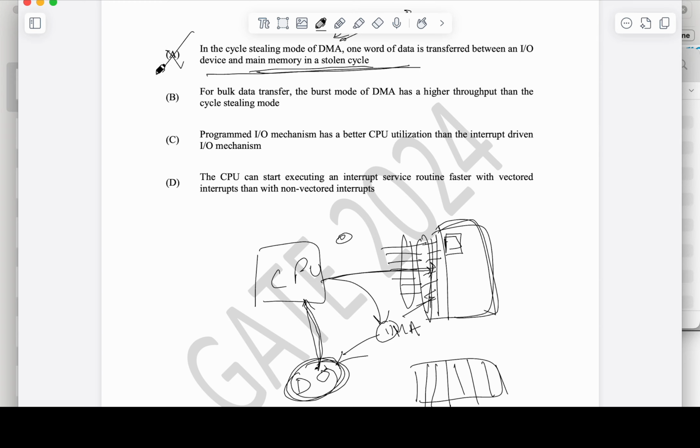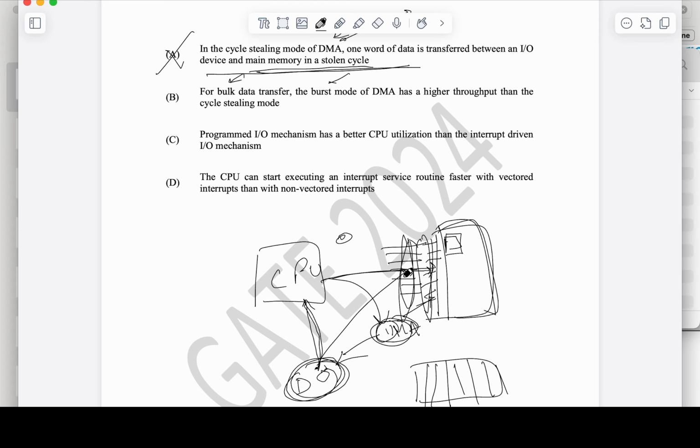Now come to B. For bulk data transfer, the burst mode of DMA has a higher throughput than cycle stealing mode, right? So what does burst mode of DMA mean? It is upon the CPU whether it allows cycle stealing mode, by which DMA operates, or it can give the whole memory access to the DMA only. The DMA can then directly start copying and would only relinquish control of the bus once the whole data has been copied. That would be known as burst mode of DMA access, right?